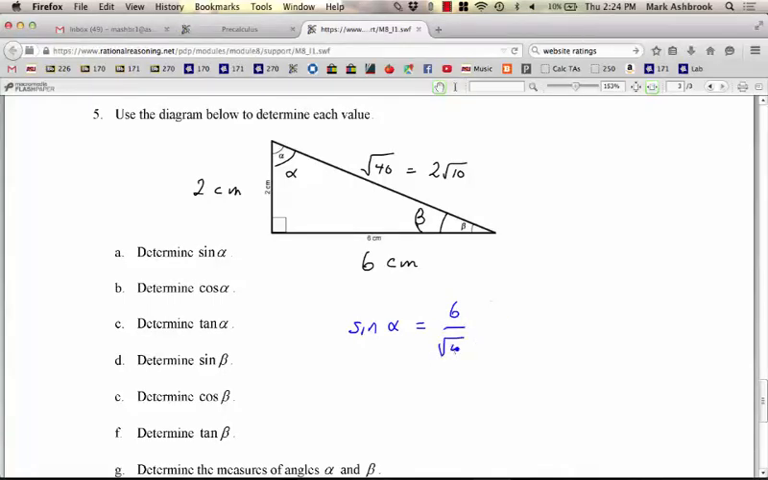Okay. So she then simplified that to 6 radical 40 over 40, which could be further simplified to 12 square root of 10 over 40. Yep. And finally, 3 square root of 10 over 10. There would be lots of ways to get there. That was one way, okay? But so it's sine alpha, 3 square root of 10 over 10.